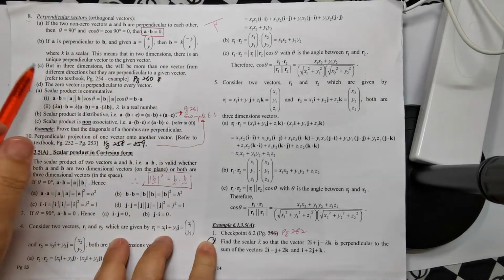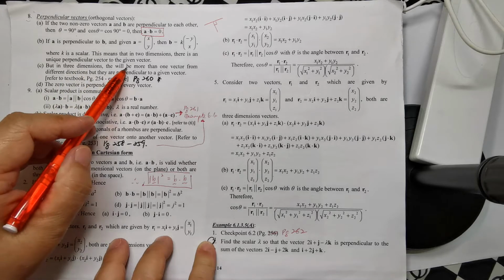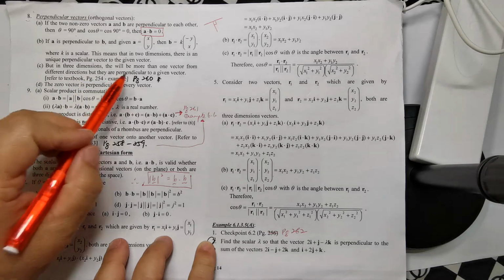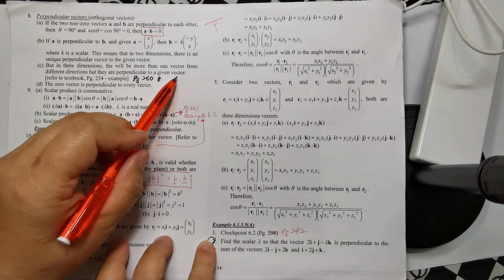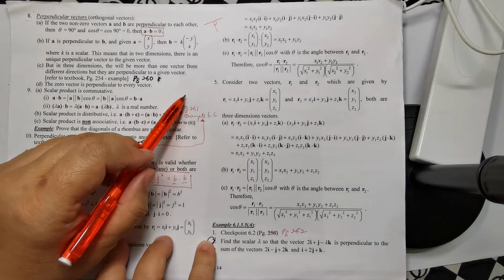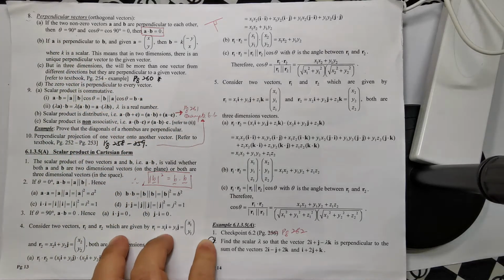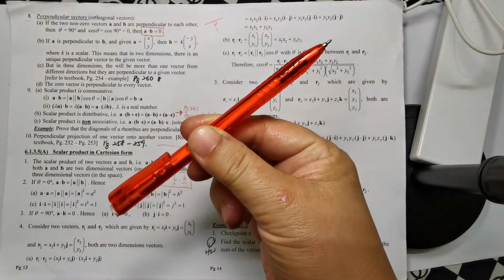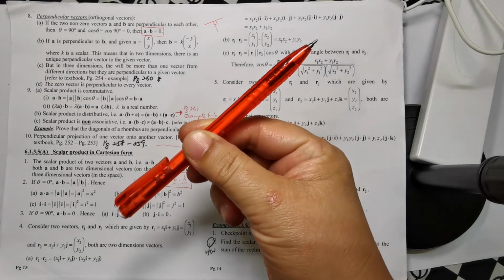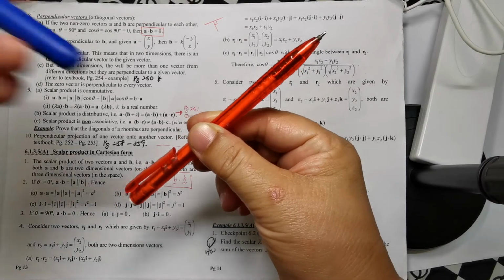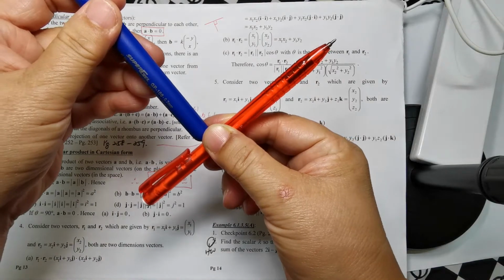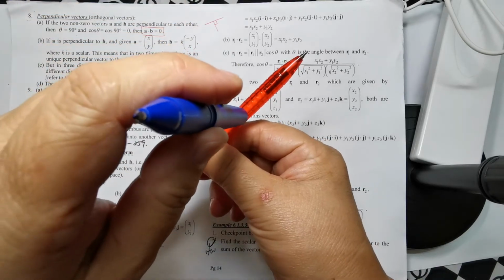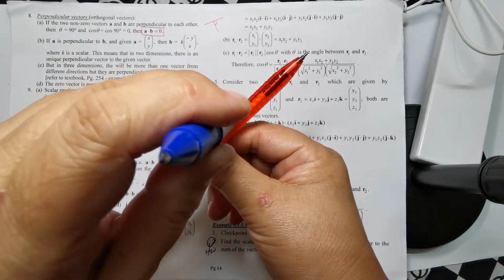But in three dimensions, there will be more than one vector from different directions that are perpendicular to a given vector. If we use an object to explain, it's very simple. Imagine this is a vector in three dimensions. This one is a vector perpendicular to this one, 90 degrees. But this one also, right? If a vector like this intersects with the red vector, it is also perpendicular.